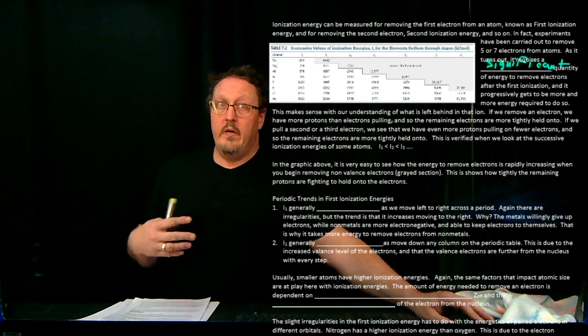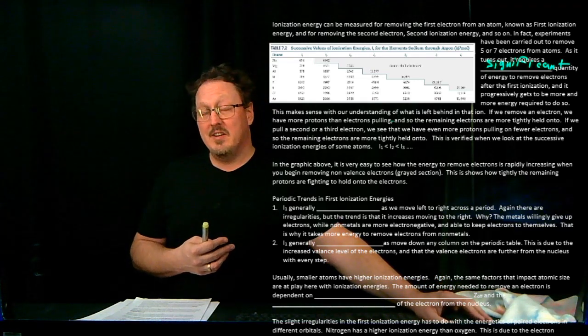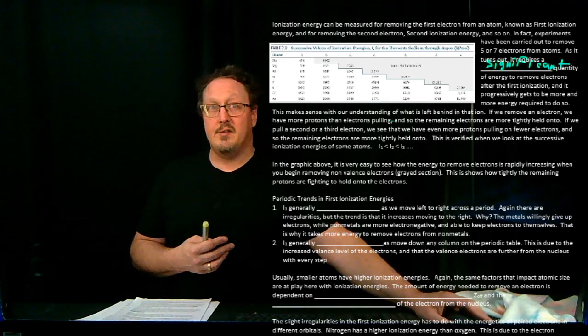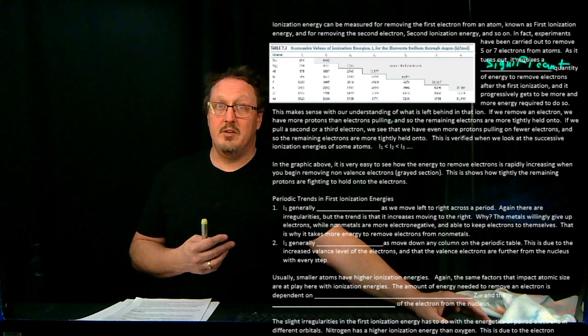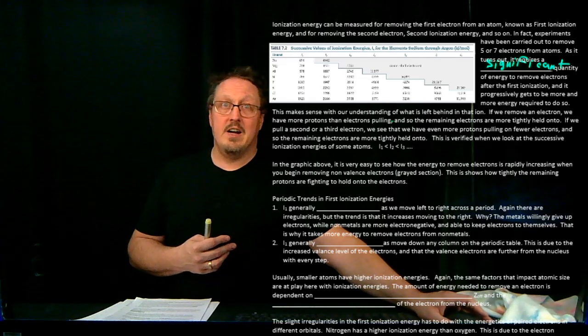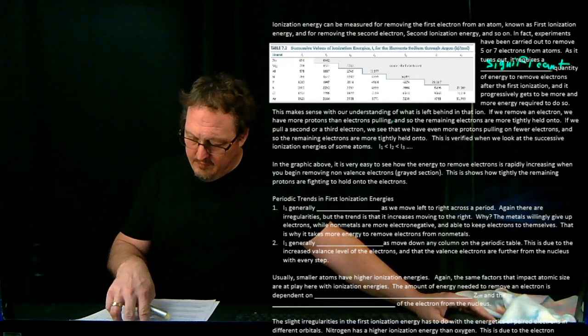We know that ionization energy 1 is always going to be less than ionization energy 2, which is always going to be less than ionization energy 3, and so on. If we look at this data for argon, it shows that we went all the way to the 7th electron: 1, 2, 3, 4, 5, 6, 7.